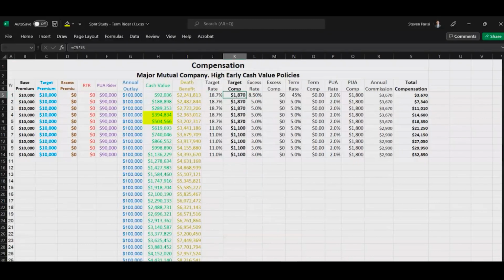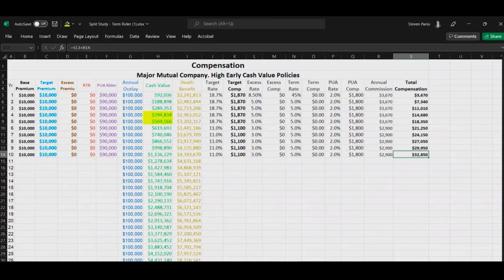So here we go. The excess rate we can ignore with this product. There's no excess premium or target premium, nothing like that. PUA commissions over here, 2% of $90,000 is $1,800 per year. There's the annual compensation. There's the total compensation. And if this funding period was shorter and we used a different product with the same company here, the commissions would be less over 10 years. Would be a little bit more upfront, but it would be less over 10 years.